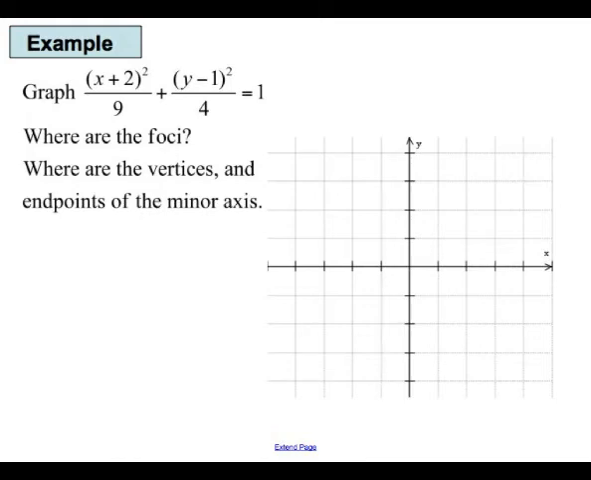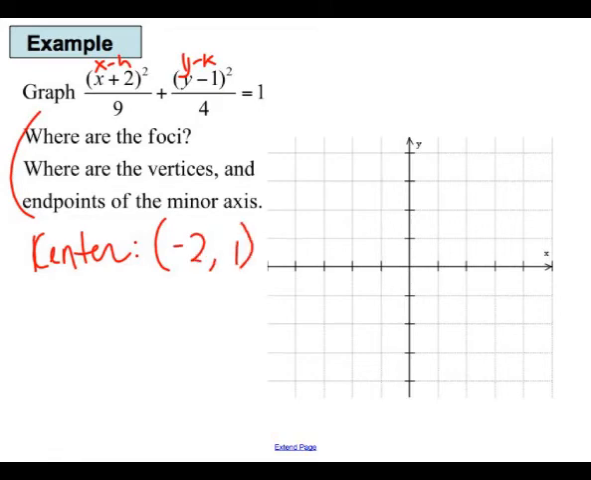So let's take a look at the graph of this ellipse. Our first thing, not even listed here, is that we do want to find the center of the ellipse. The center of the ellipse is always h comma k. In our case, it looks like h is -2 and k is 1. So we're going to go to (-2, 1) and graph that point. So that's our center. The next thing we're going to do is find, like it's listed here, the vertices, which are the endpoints of the major axis, and we're also going to find the endpoints of the minor axis.